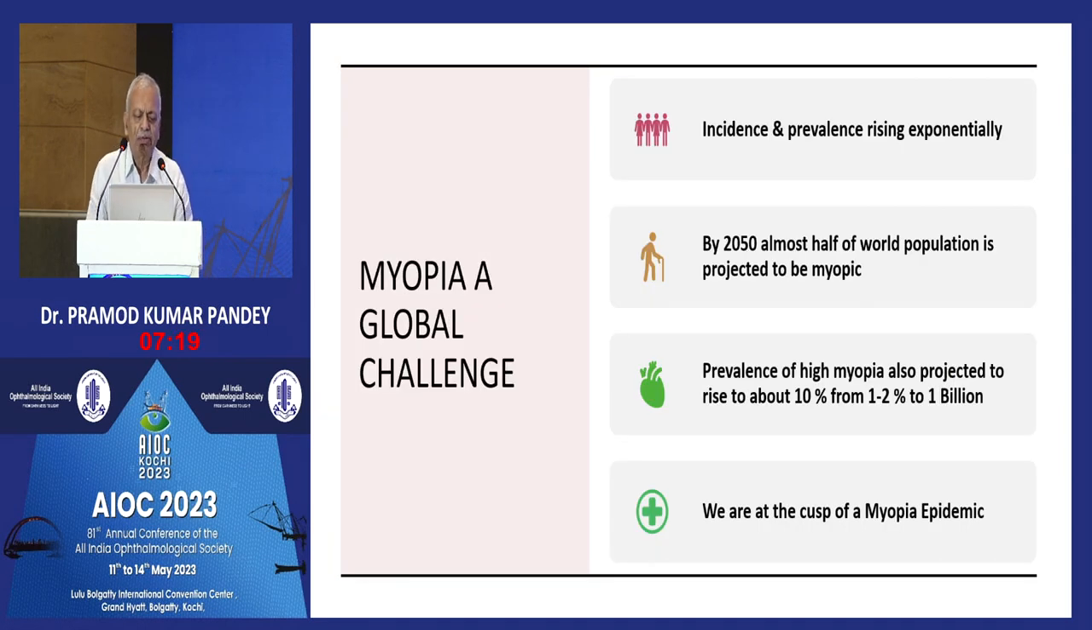Myopia is a global challenge. Incidence and prevalence are rising exponentially, as we all know. By 2050, almost half of the world population is projected to be myopic. The prevalence of high myopia is also projected to rise exponentially to about 10%, which is a major load on blindness. And we are on the cusp of a myopia epidemic.